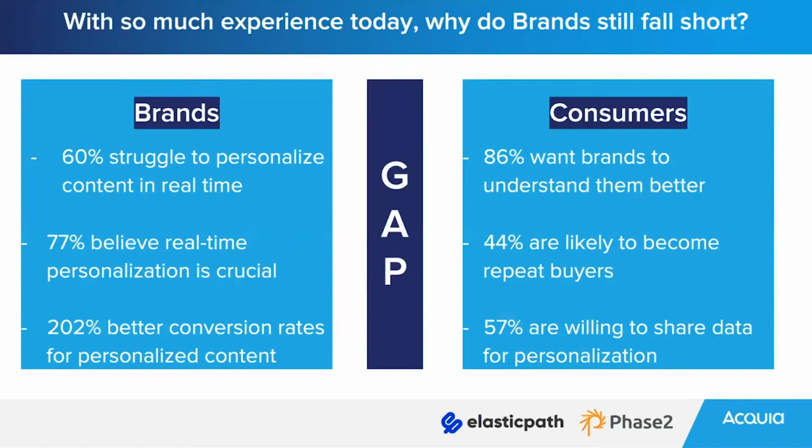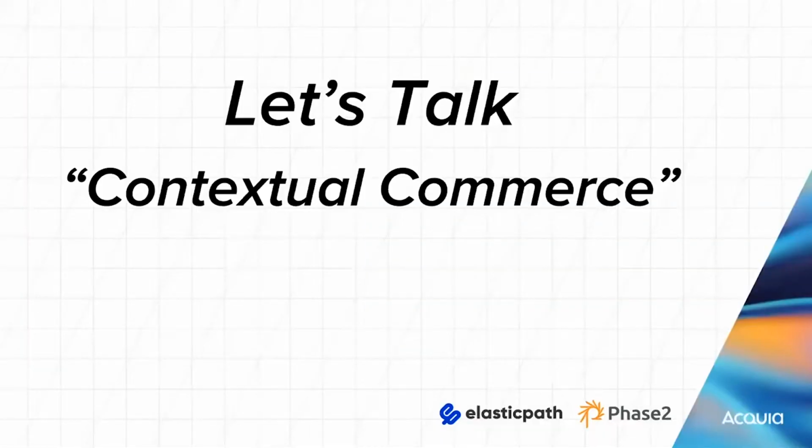So we have dramatically changing consumers. They want brands to understand them better. They want to become repeat buyers. They're willing to give up some of their data for personalization, as long as that data is understood. They know what they're sharing and they're getting benefit from it. But brands on the other side still struggle to personalize content. They still believe real-time personalization is critical. And of course, they want to deliver better conversion rates, but there's still very much this gap between the expectations of a modern multi-channel consumer and what brands are able to deliver.